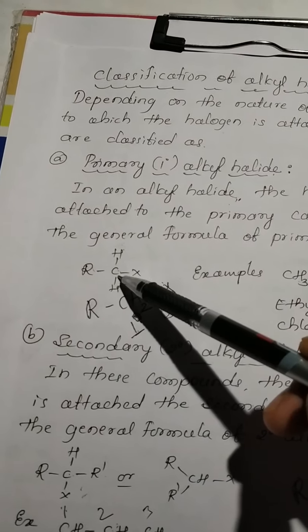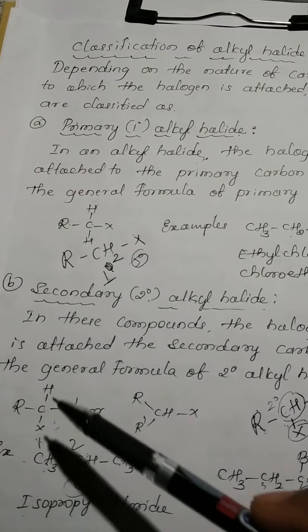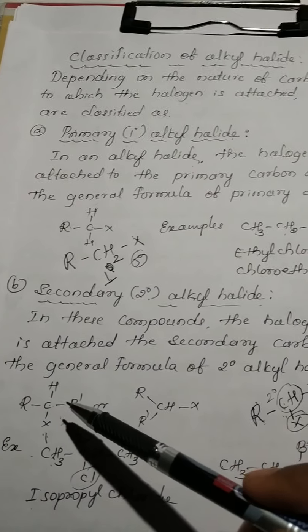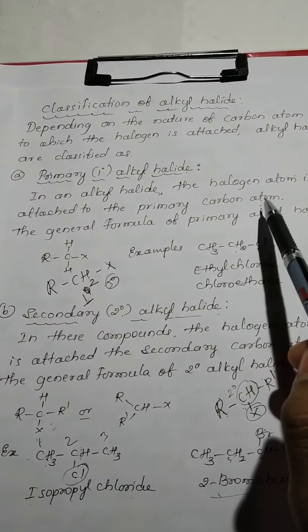Primary means the carbon atom which contains two hydrogen atoms. Secondary means the carbon atom which contains only one hydrogen atom. Tertiary means the carbon atom does not contain any hydrogen atom, that is called a tertiary carbon atom. Just see here, primary alkyl halide, primary haloalkane or alkyl halide. Primary alkyl halide means in an alkyl halide the halogen atom is attached to the primary carbon atom.